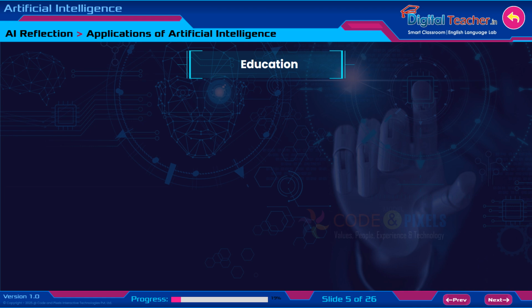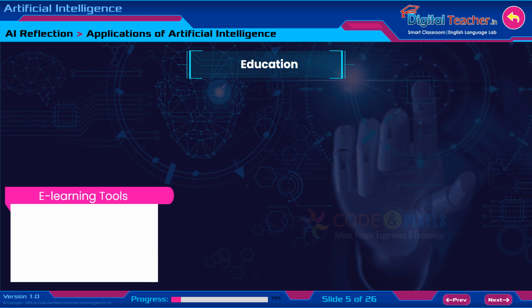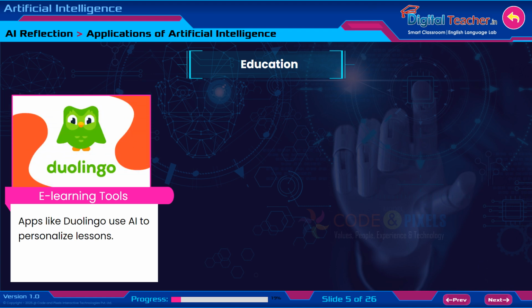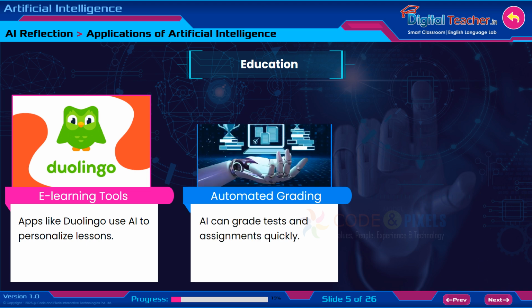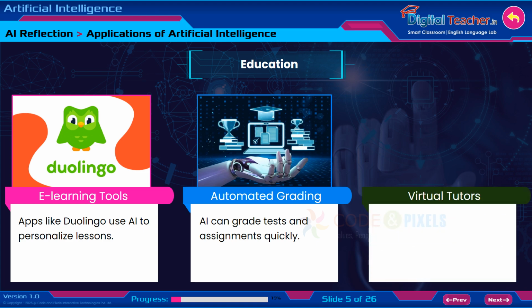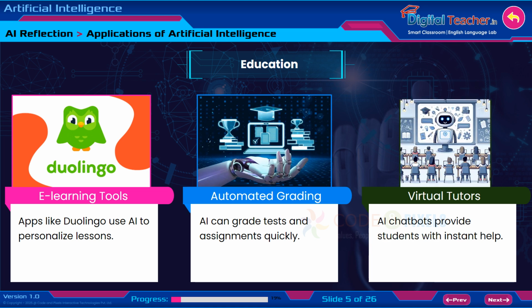Education. E-learning tools. Apps like Duolingo use artificial intelligence to personalize lessons. Automated grading. Artificial intelligence can grade tests and assignments quickly. Virtual tutors. Artificial intelligence chatbots provide students with instant help.